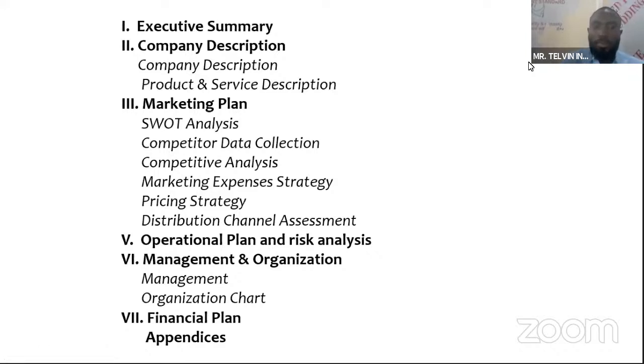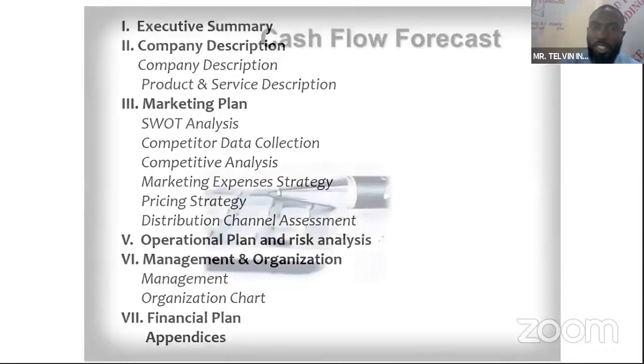Now, for every business plan, this is how the table of contents looks. 1, executive summary. 2, company description, where you have company description, product and service description, your market plan, SWOT analysis, competitors data collection, competitive analysis, marketing expenses strategy, pricing strategy, distribution channel assessment, then your operational plan and risk analysis, then your management and organization. We talked about the team, so that's part of your management. Then organization chart, then of course your financial plan, and then the appendices. So we'll look forward into our financial plan.